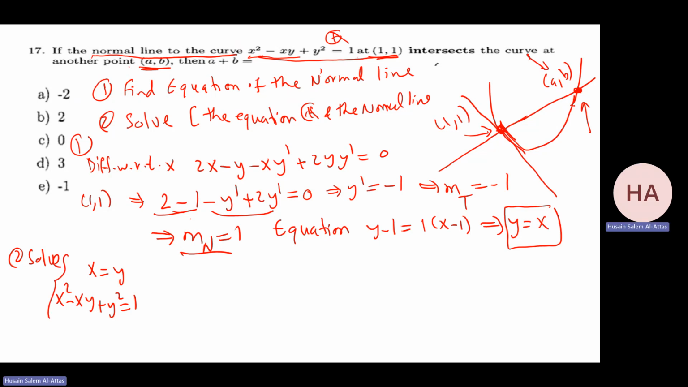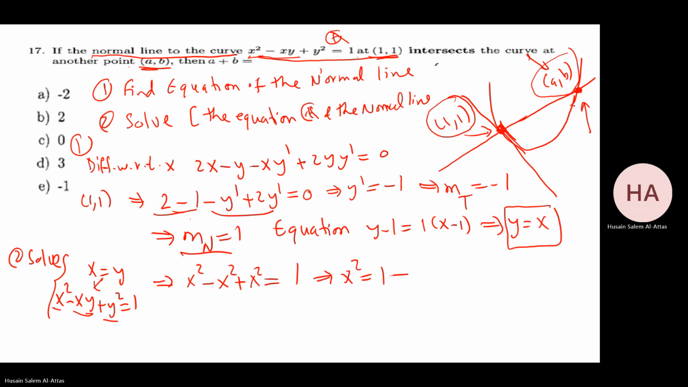To find the point, I should get 2 points. One of them should be 1 and 1 for sure, and the other one should be A and B. Now I can get A and B. So I solve these two. I plug this in there. So I have x squared minus x squared plus y squared equals 1. Oh, not y squared. Instead of y, I put x. That will be x squared minus x squared plus x squared. So I have x squared equals 1. That implies x equals plus or minus 1.